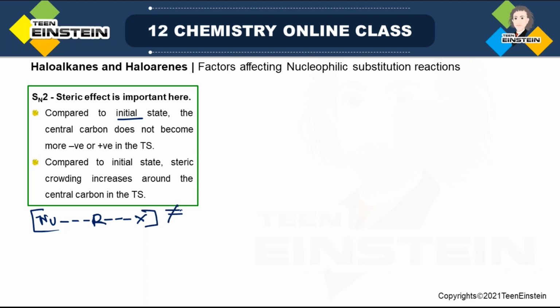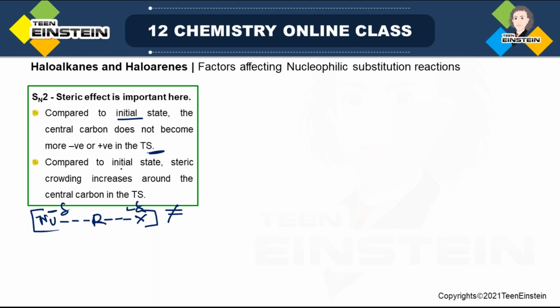this is the transition state. I'm using the double dagger sign. So see, the bond between the nucleophile and R is also not fully formed. So there is no fully developed positive or negative charge. You can write here partial negative charge, and partial positive charge over R. So a fully positive or negative charge is not present in the TS, but in SN1 there is a fully developed positive charge. So compared to the initial state, the central carbon is not becoming more negative or positive. There is slight polarization, that's it. And that is the reason the electrical factor is not important.